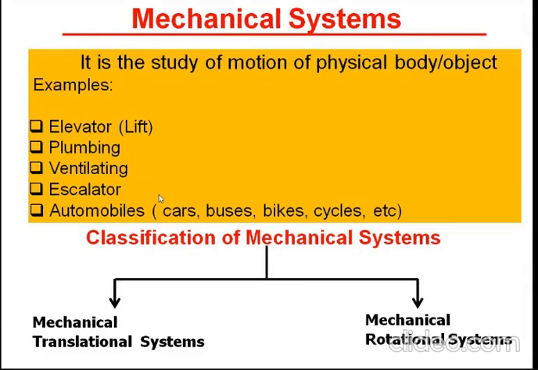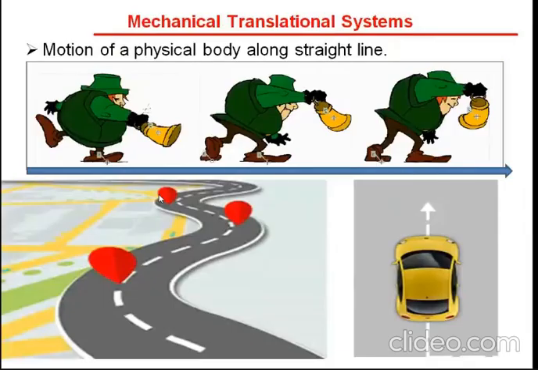Based upon the motion, this mechanical system has been classified into two types. One is the mechanical translatory system and the second is the mechanical rotatory system, which we discussed in the previous class. Coming to the mechanical translatory system, the single line definition I gave is that if a body is moving from one place to another place, it comes under the mechanical translatory system. A few examples in graphical view I have shown so that it will be easy for the students to understand the concept.